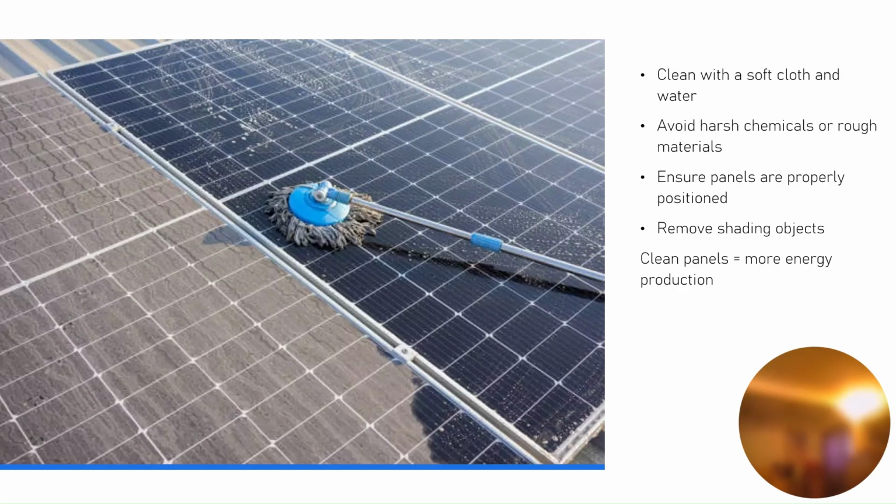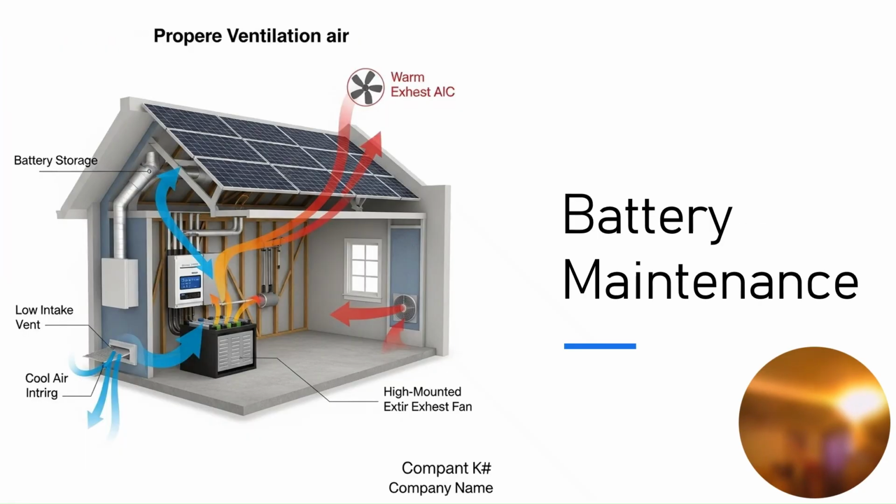Cleaning with a soft cloth and then water, allowing harsh chemicals or rough materials not to be deposited on top. Remove shading objects so that the panels can have direct access to the sun.